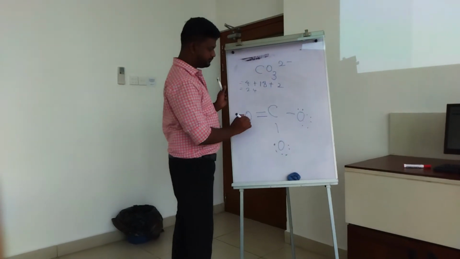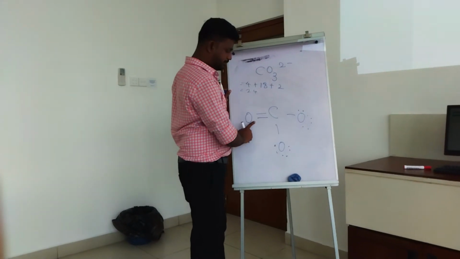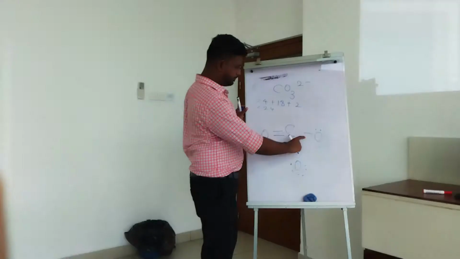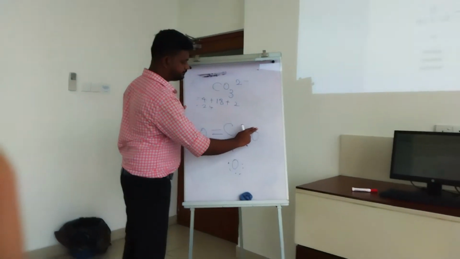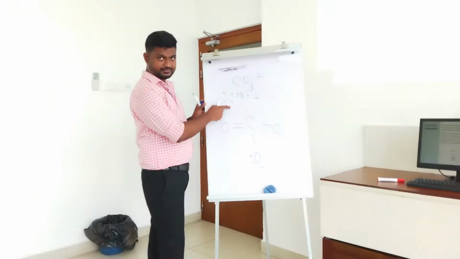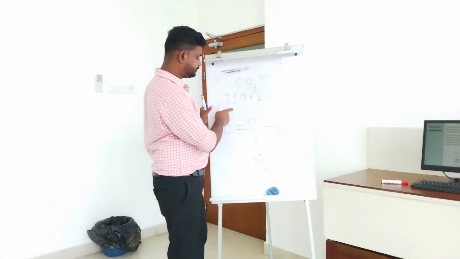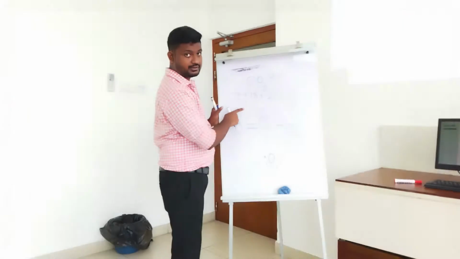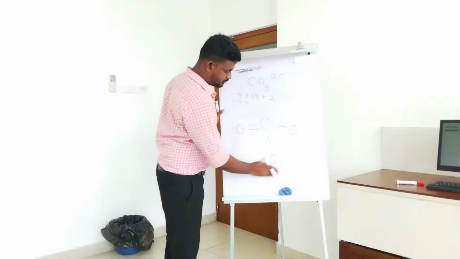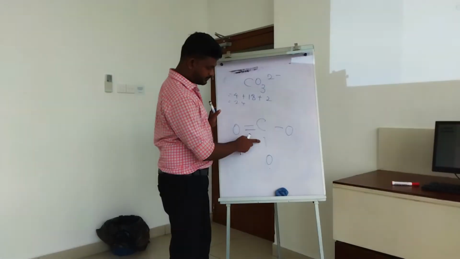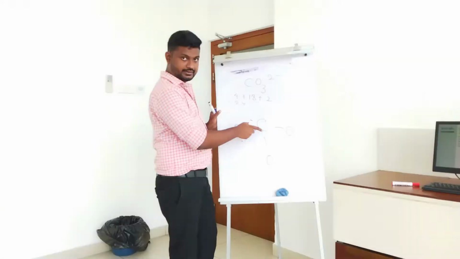So 1, 2, 3, 4. 4 bond pairs means 8 electrons. You have to reduce 8 electrons from 24, right? So how much? 16, right? Now you have to distribute the 16 electrons. Now carbon is completed anyway. So you have to consider the oxygen, right?